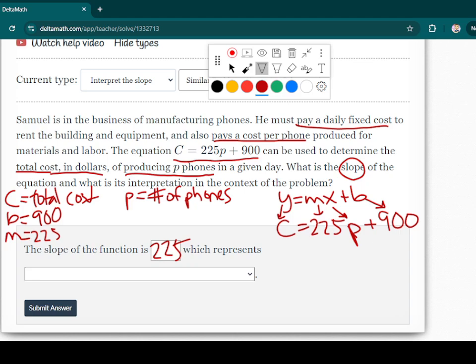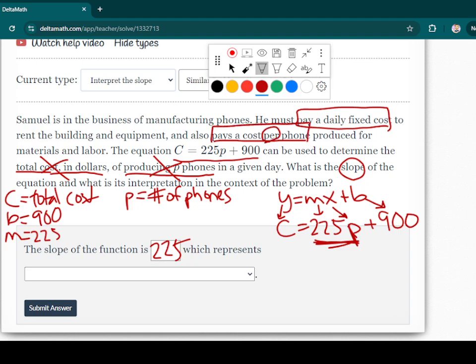All right, so the slope can't be the total cost because that's C. It can't be the number of phones because even though they are put together, they are not the same. If these were the same things, we would only have one. We wouldn't have both 225 and P. That would be redundant. So it's not the total cost, it's not the number of phones. So it's between the daily fixed cost and the cost per phone.